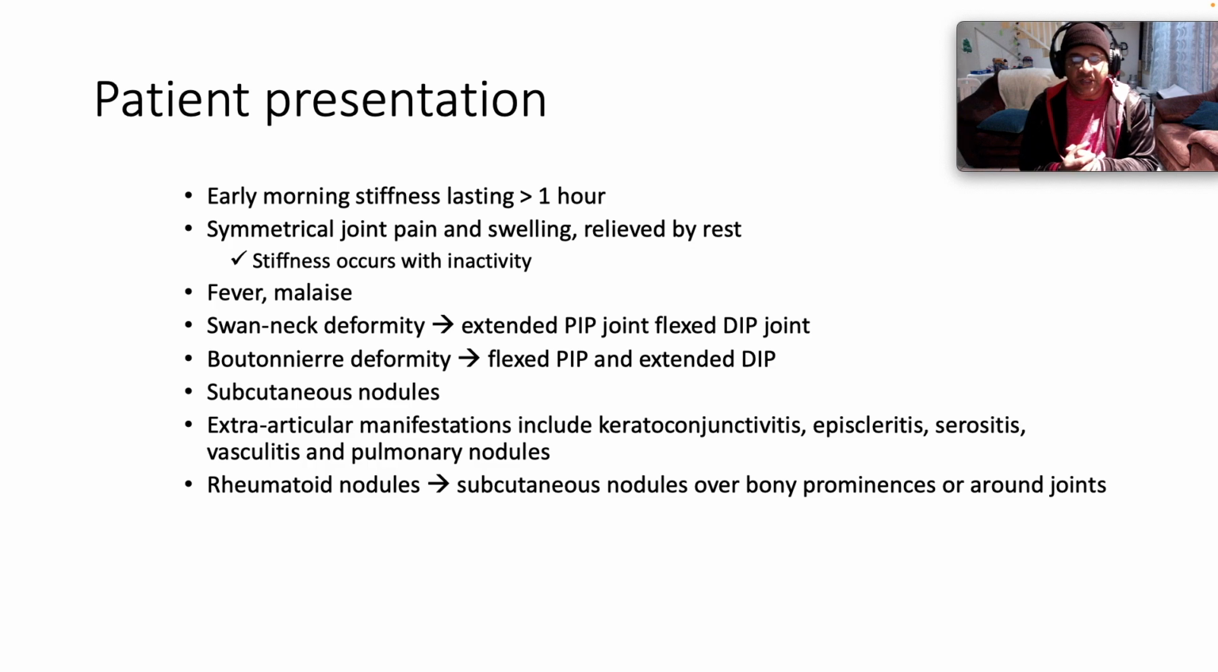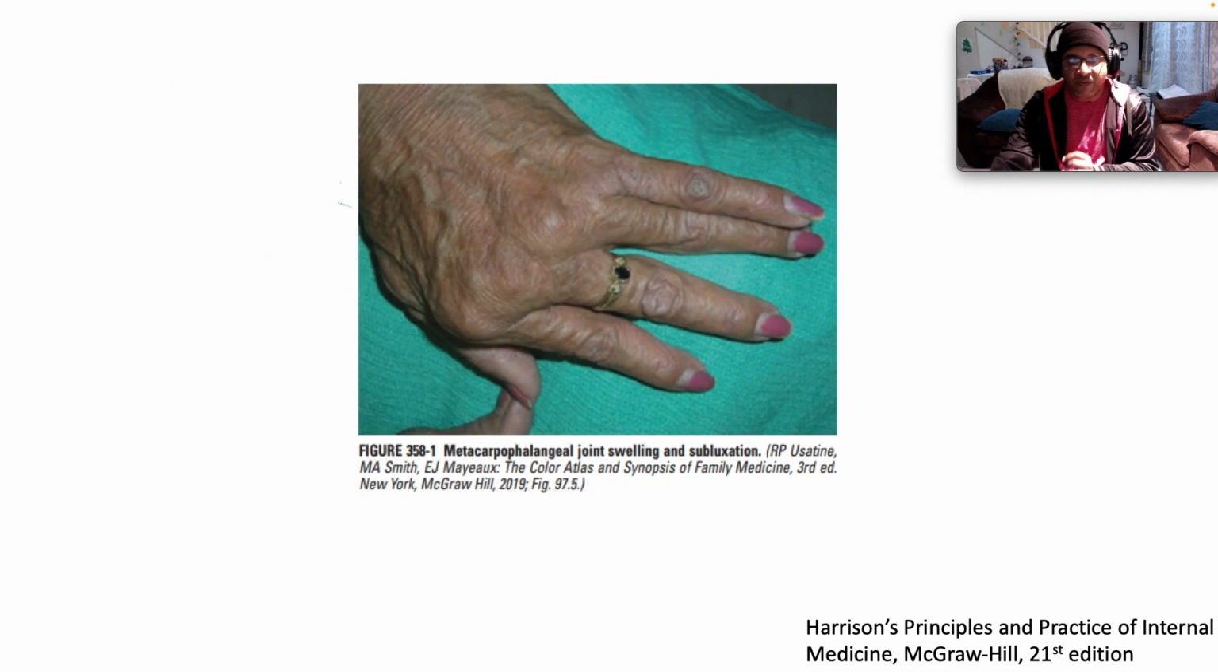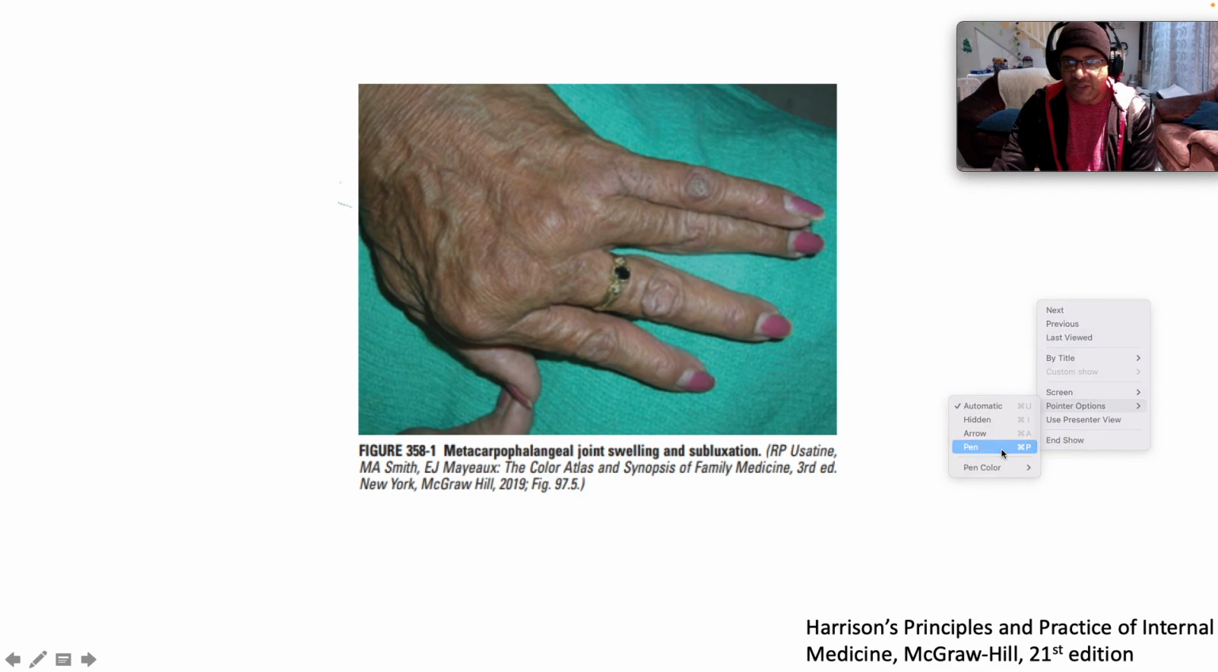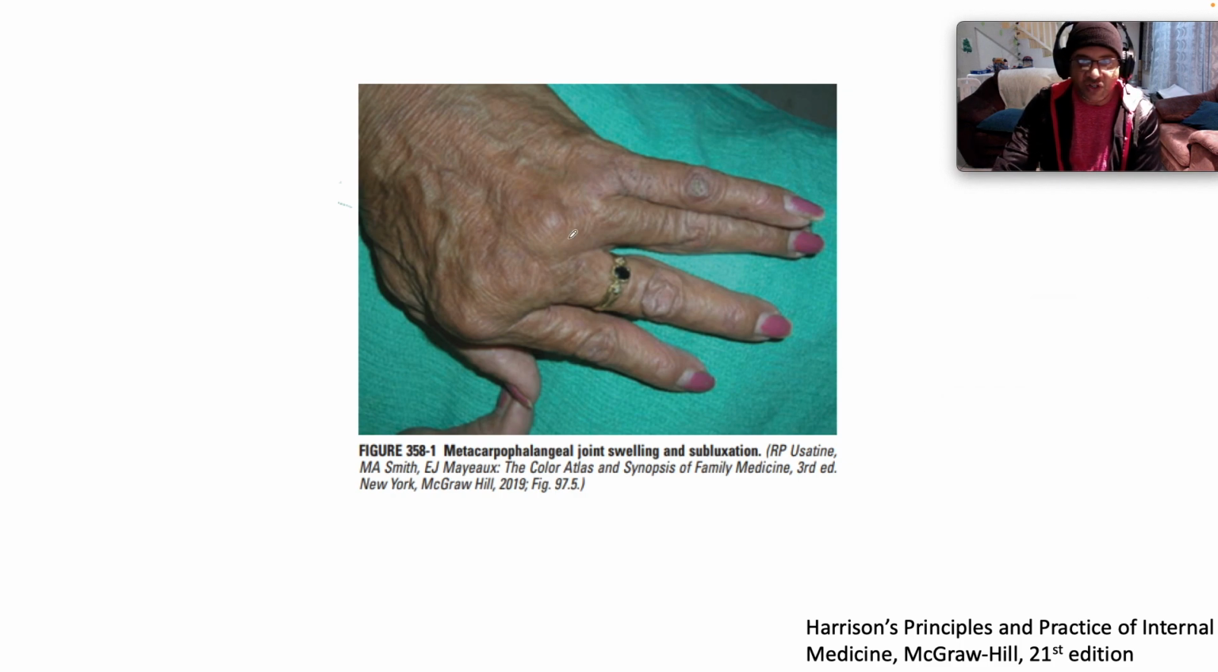pulmonary nodules. Rheumatoid nodules are basically subcutaneous nodules which occur over bony prominences or around the joints. Right? So here we have a beautiful picture demonstrating metacarpophalangeal joint swelling together with subluxation. So you can have volar subluxation at the metacarpophalangeal joints, and we have joint swelling. All right. You can also see the Z-shaped deformity of the thumb right there.